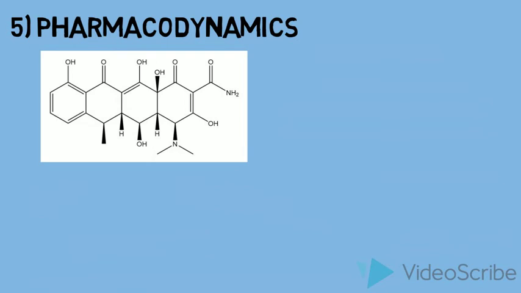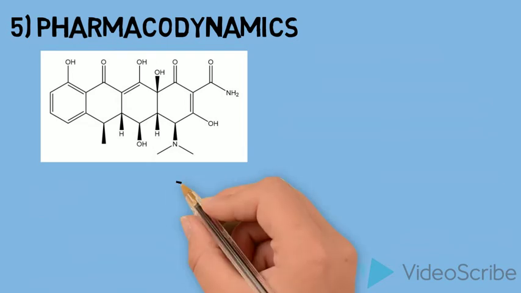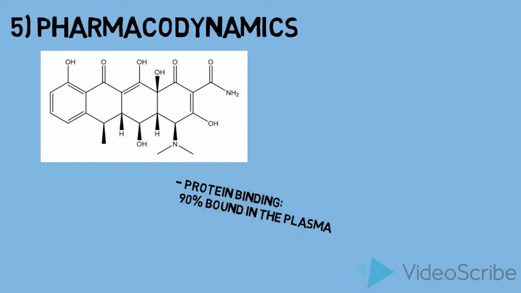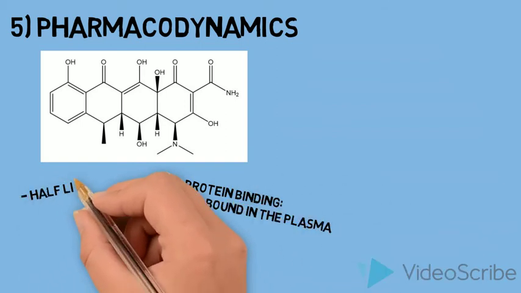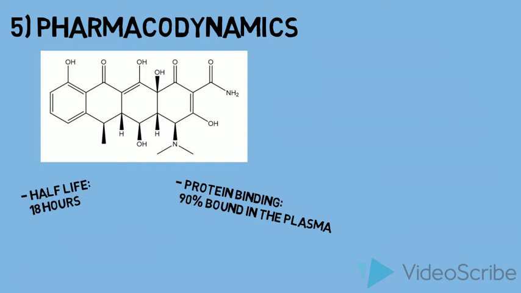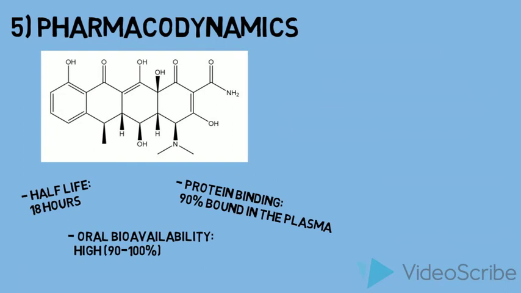Now on to the pharmacodynamics. Doxycycline has the highest protein binding and the best half-life of all the tetracyclines, with 19% bound in the plasma and a half-life of 18 hours. It also has a very high oral availability. 90 to 100% of the oral dose was found to be reabsorbed in the GI tract in a study of fasting adults taking doxycycline.